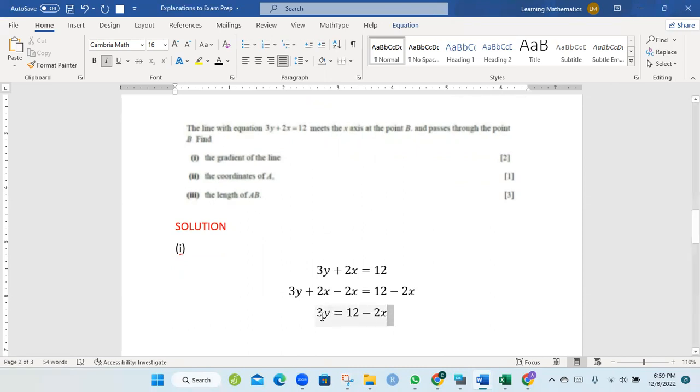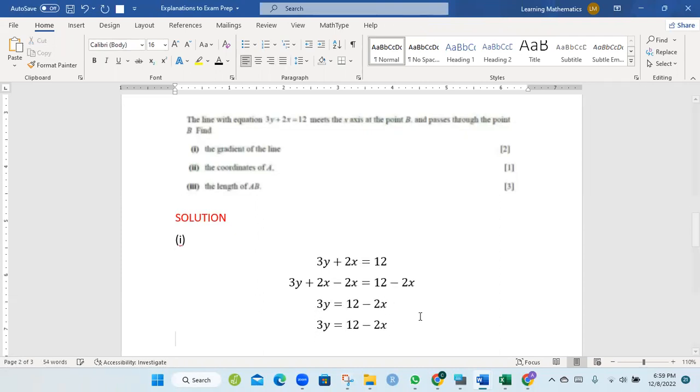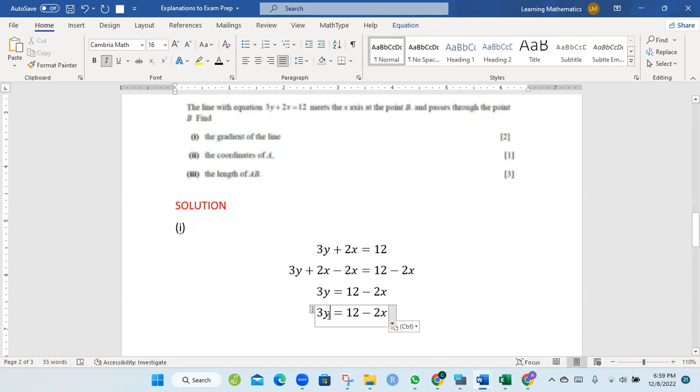Now we're supposed to divide by 3 because 3 is multiplying y. Divide by 3 to get y by itself. If we divide by 3 on the left, we have to divide by 3 on the right. So 3 divided by 3 will cancel out. So now we are left with y is equal to, we're now supposed to divide both the 12 and the minus 2x by 3.